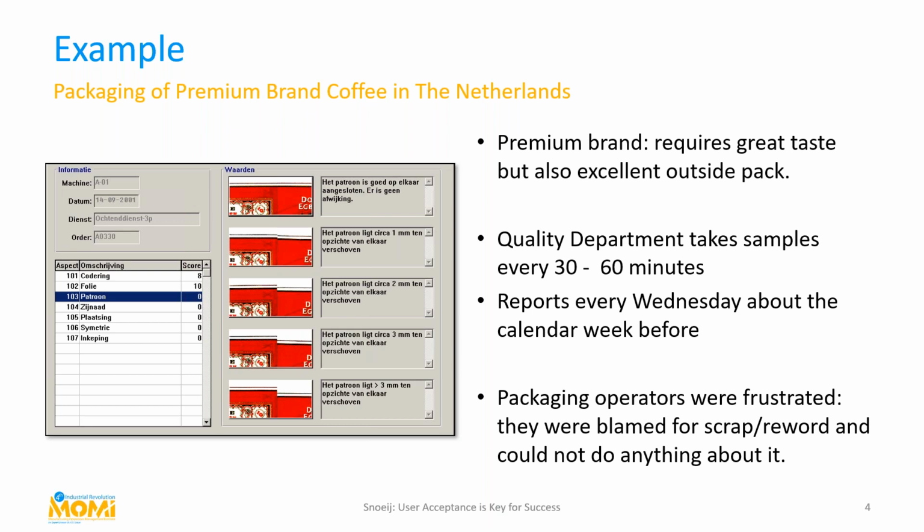And so they defined all kinds of properties of the outside pack. The quality department takes a sample every 30 or 60 minutes, depending a little bit on the packaging line. And they report every Wednesday about the results of the calendar week before, because they can score: it's excellent, it's good, it's just okay, or it's scrap and rework. And of course, the packaging operators got this report as well, and they felt frustrated because they were blamed for the scrap and rework they produced in the calendar week before, but they can't do anything about it.